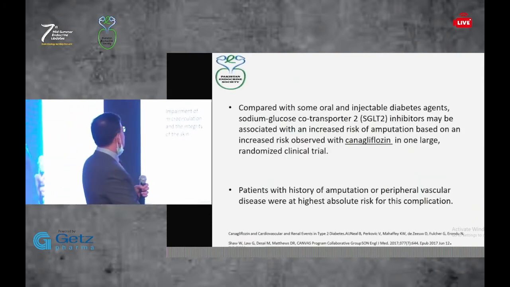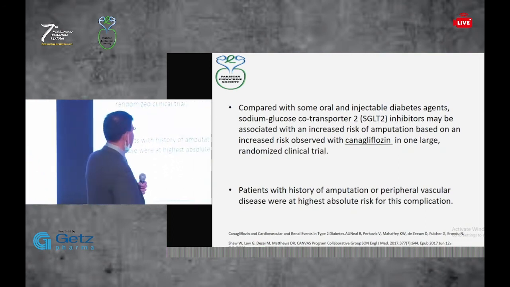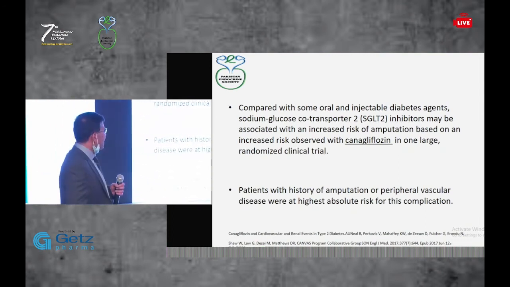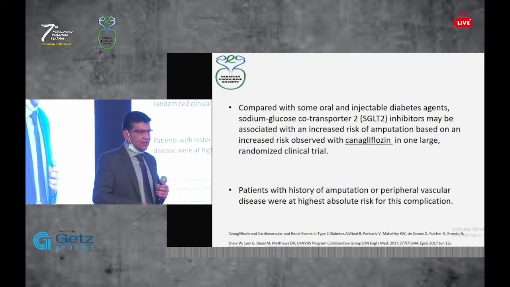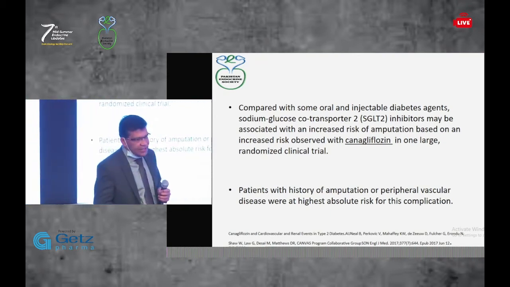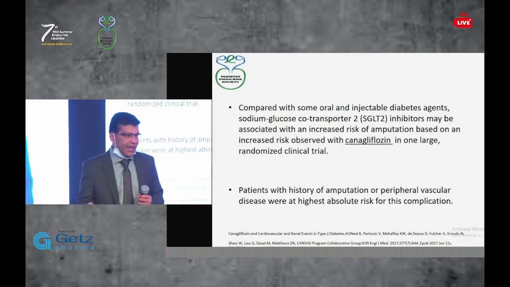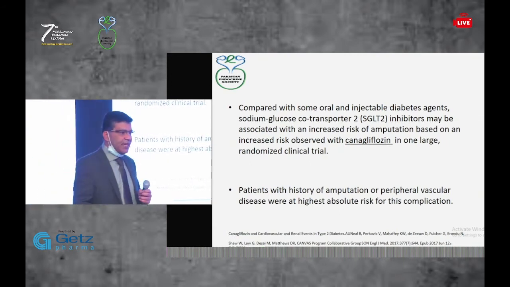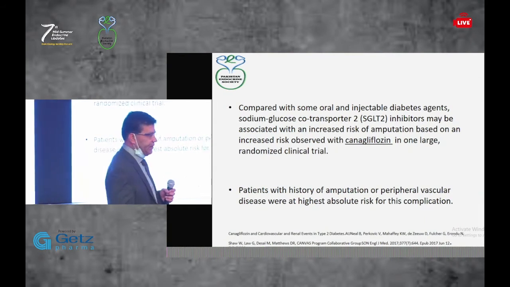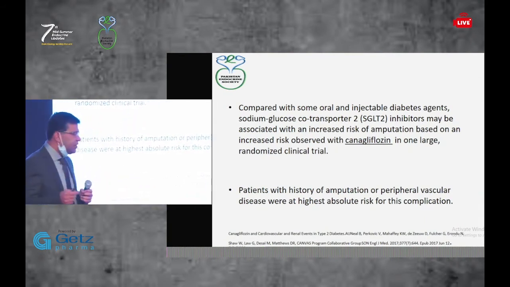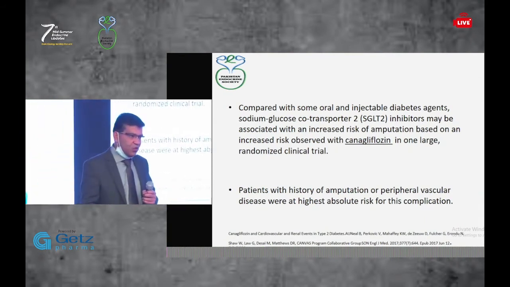Let's see how to treat these ulcers. In one study, the SGLT2 inhibitor canagliflozin, compared with the other oral glycemic agents, was associated with increased risk of amputation. And these were in patients with a history of amputation or peripheral vascular disease.